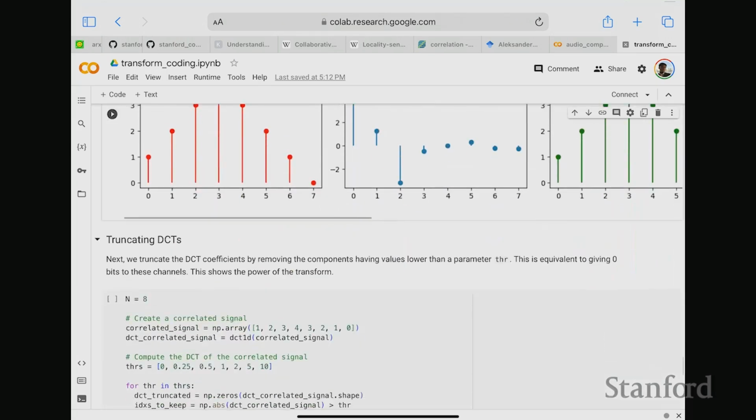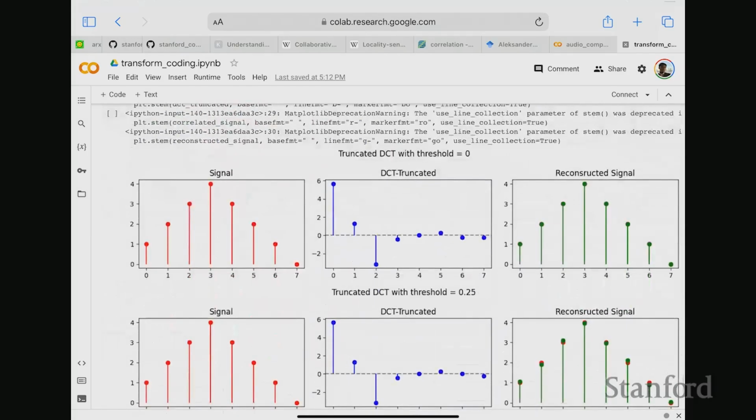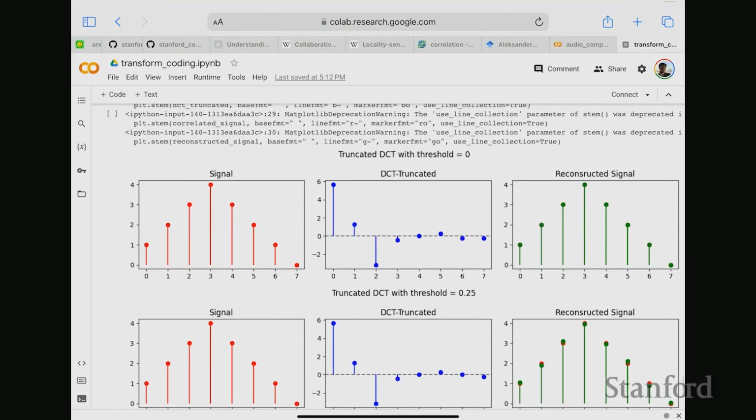And so let's just do that for this particular signal. What I'm going to do is have a threshold, and whatever components lie below that threshold, I'm going to just put it to 0. So the first one is threshold 0. I basically keep all the components, and you see that the green reconstructed signal is matching exactly.